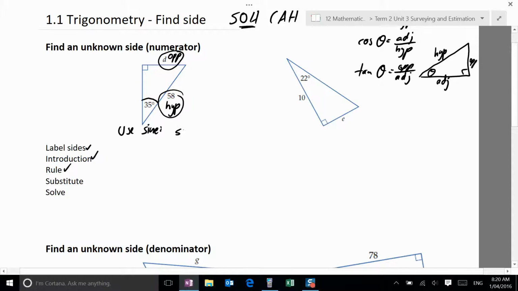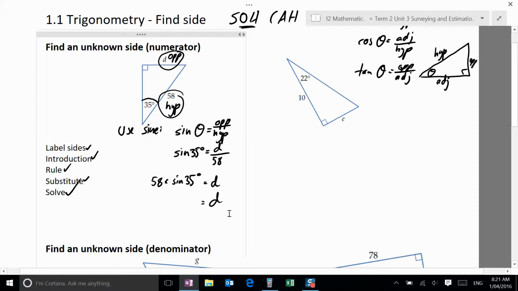And then write the rule for sine. Sine of the angle theta, this is the Greek letter theta, is the opposite side divided by the hypotenuse. So sine of 35 degrees is the d value divided by 58. Oops, I did the substitution already. So always intro, rule, substitute values, and then solve. Trying to get the d value by itself. It's currently divided by 58, so I'm going to have to multiply by 58 to get rid of it. And then it's a calculator exercise from here.